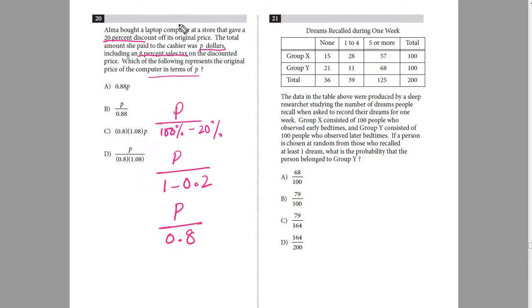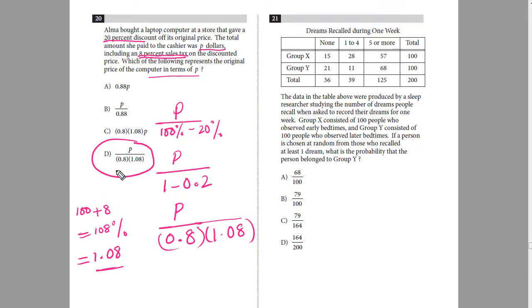Now because the price that she has paid includes the sales tax as well, and that is 8%, the price with tax will be 100 plus 8%, that is equal to 108%. So when we convert the percentage into a number, it will be 1.08. Now because the price that she has paid includes the sales tax, without the sales tax the price will be more, and with the sales tax the price will be less. So what we will do here is divide P by 0.8 times 1.08. So that is option D.